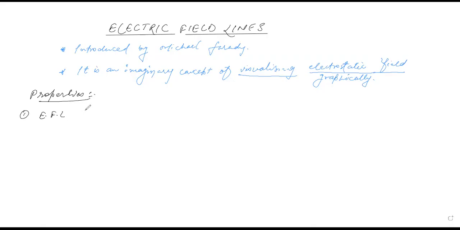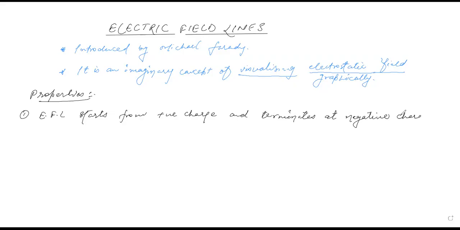Electric field lines start from a positive charge and terminate at a negative charge. Suppose that you have a positive charge, then electric field lines start from its surface and go away from the charged particle.